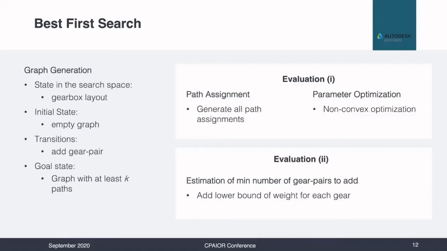Since we keep in memory all the states that we have encountered so far, we don't need to apply transitions that delete gear pairs. Every state is associated to a priority value, which decides which state to expand next. This priority value is either the solution of the path assignment and the parameter optimization problems, if the generated graph contains at least k simple paths, or it is an estimation of the number of gear pairs that we need to add to obtain k paths. In path assignments, we want to generate all the possible assignments and solve the parameter optimization for all of them.